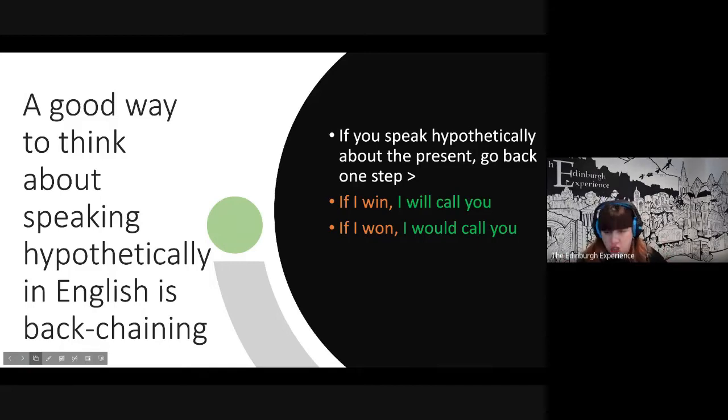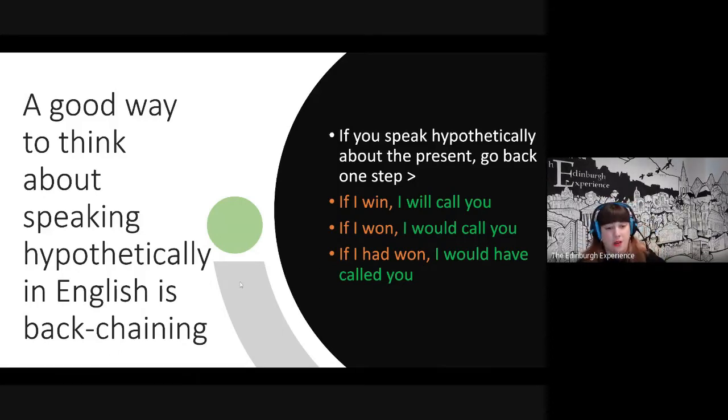And we would continue to do this, right? So this is me speaking hypothetically about the present. If I wanted to speak hypothetically about the past, I'll take one step further more into the past. If I had won, I would have called you. And that would be our third conditional, guys. But we're going to be talking about that in a few weeks' time.